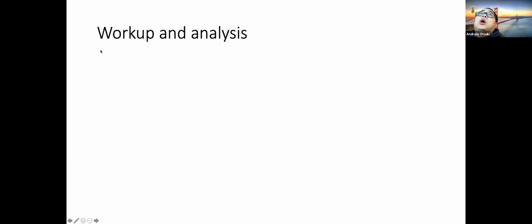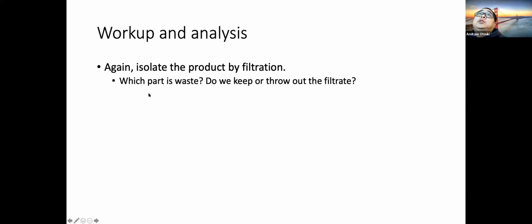Okay. All right. So after that, we're going to be working up and analyzing the product. So we're going to isolate by filtration again. So which part is the waste? Do we keep or throw out the filtrate? So when we're isolating our product, it'll be a solid, right? So we want to keep the solid, but we want to throw away the filtrate because it contains maybe impurities, the solvent, and we don't want that anymore.